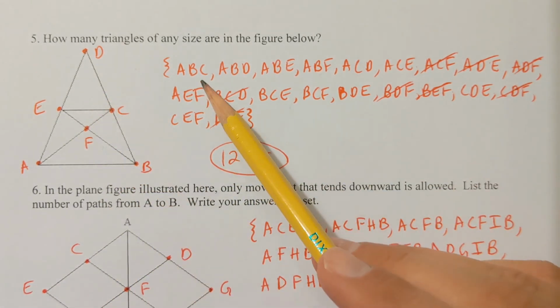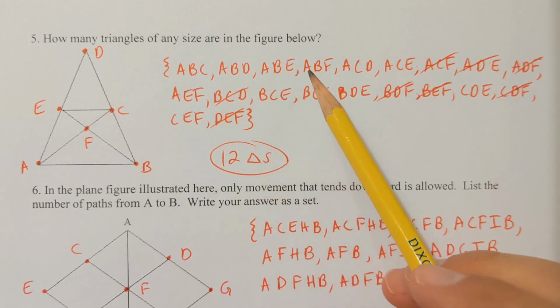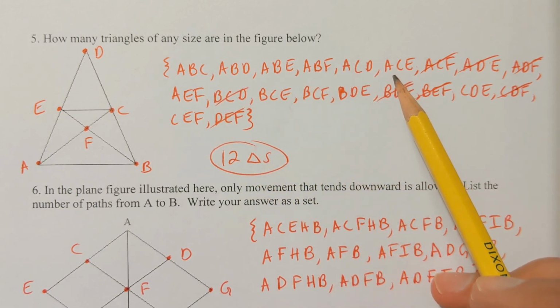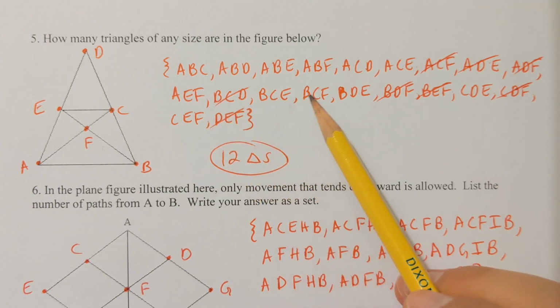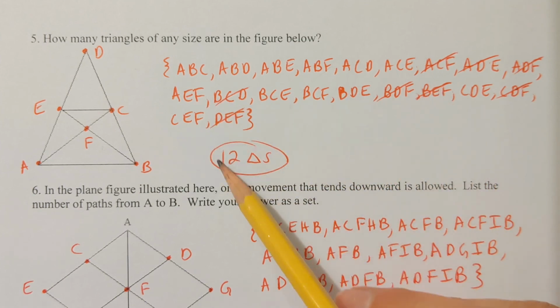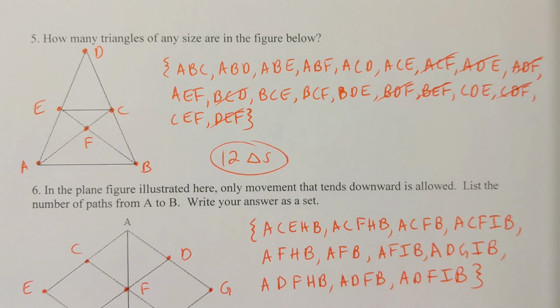So all in all, if I were to count these, 1, 2, 3, 4, 5, 6, 7, 8, 9, 10, 11, 12. So there should be 12 triangles in this picture of any size.